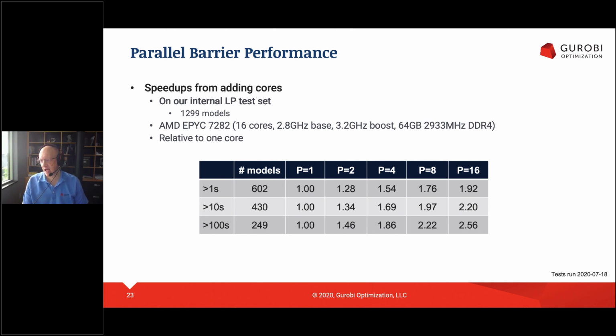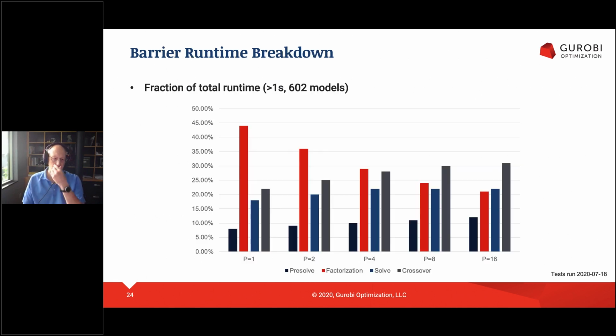And given what I said about how Cholesky factorization can be parallelized nicely, it's a pretty obvious question: why are we only getting 2.5x speedup on 16 cores? So one thing I've done here is I've broken down runtime into the different components of barrier runtime. And I'm actually only showing the 4 most important components. So pre-solve, every model we apply a pre-solve, that's sequential. The Cholesky factorization, the triangular solves, and the crossover. So those are the 4 components here.